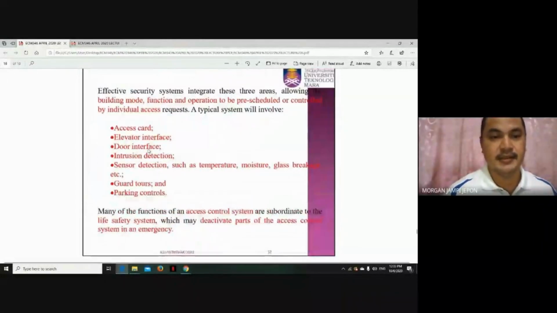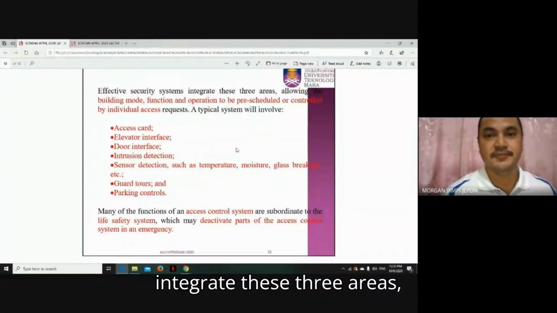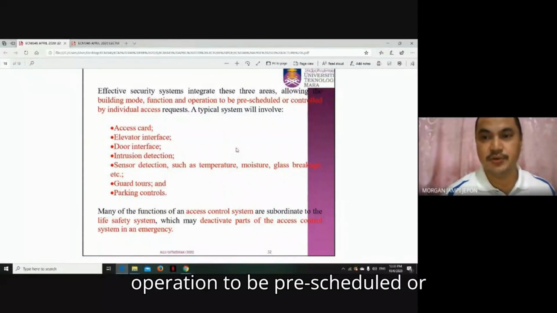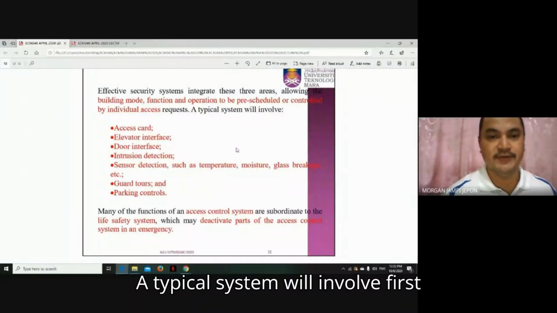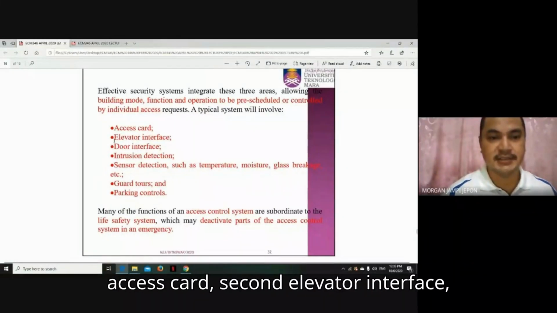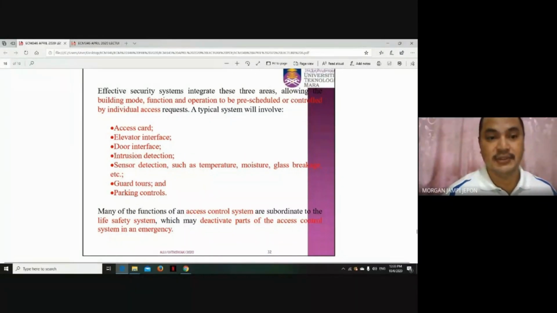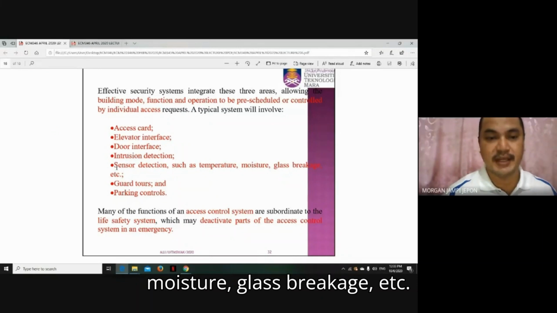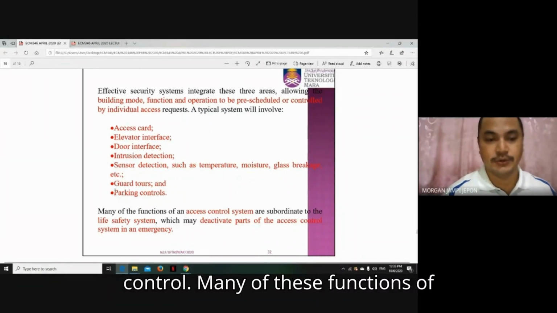Okay. Then effective security system integrates these three areas, allowing the building mode, function, and operation to be pre-scheduled or controlled by individual access requests. A typical system will involve first, access card. Second, elevator interface. Third, door interface. Fourth, intrusion detection. Fifth, sensor detection such as temperature, moisture, glass breakage, etc. Six, guard tour. And seven, parking control.